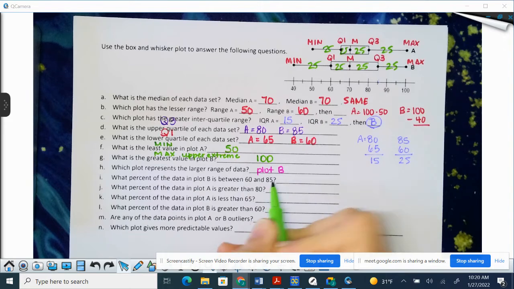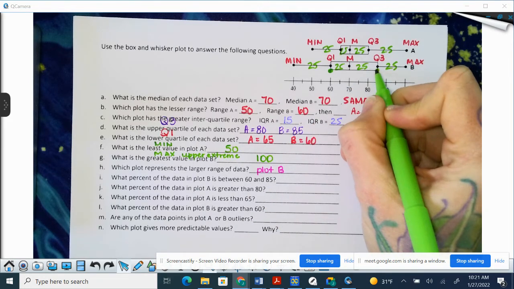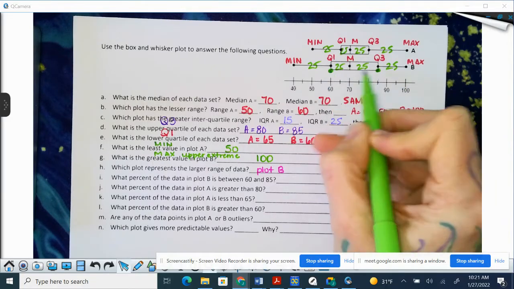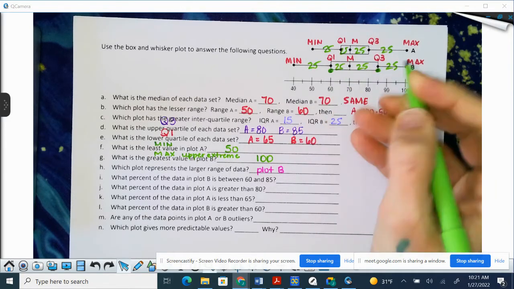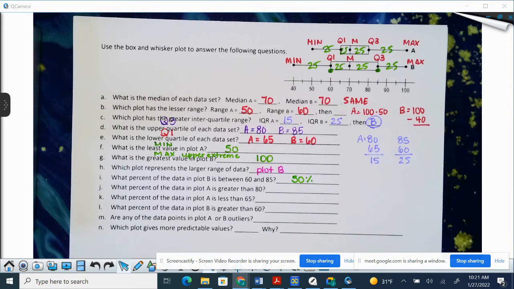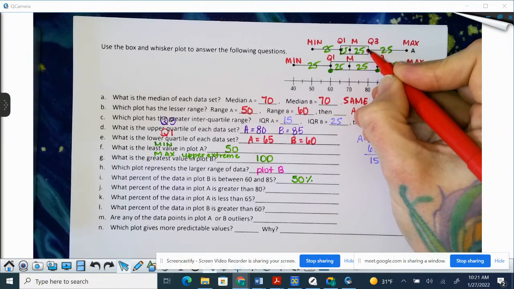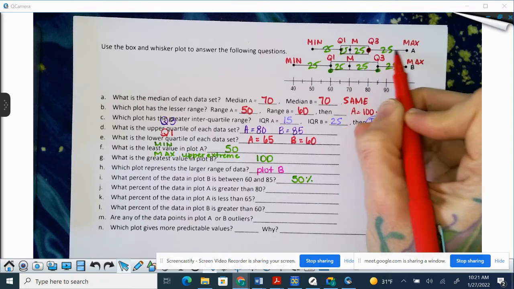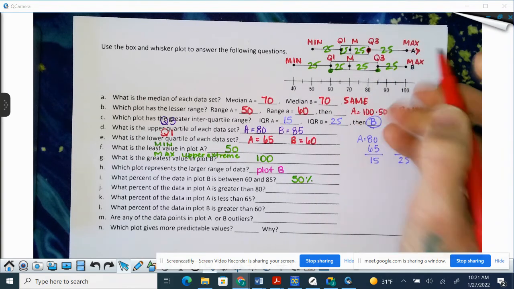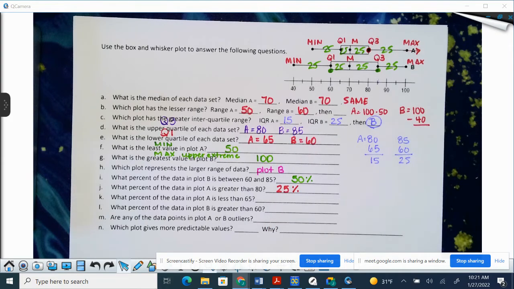So what percentage of data in plot B is between 60 and 85? If I'm looking at B, between 60 and 85, that's Q1 to Q3. That's 2 sections, so it is going to be 50%. What percentage of data in plot A is greater than 80? So plot A, 80, and greater than means to the right. It's 25%, because there's only one section of our 4-section box plot.